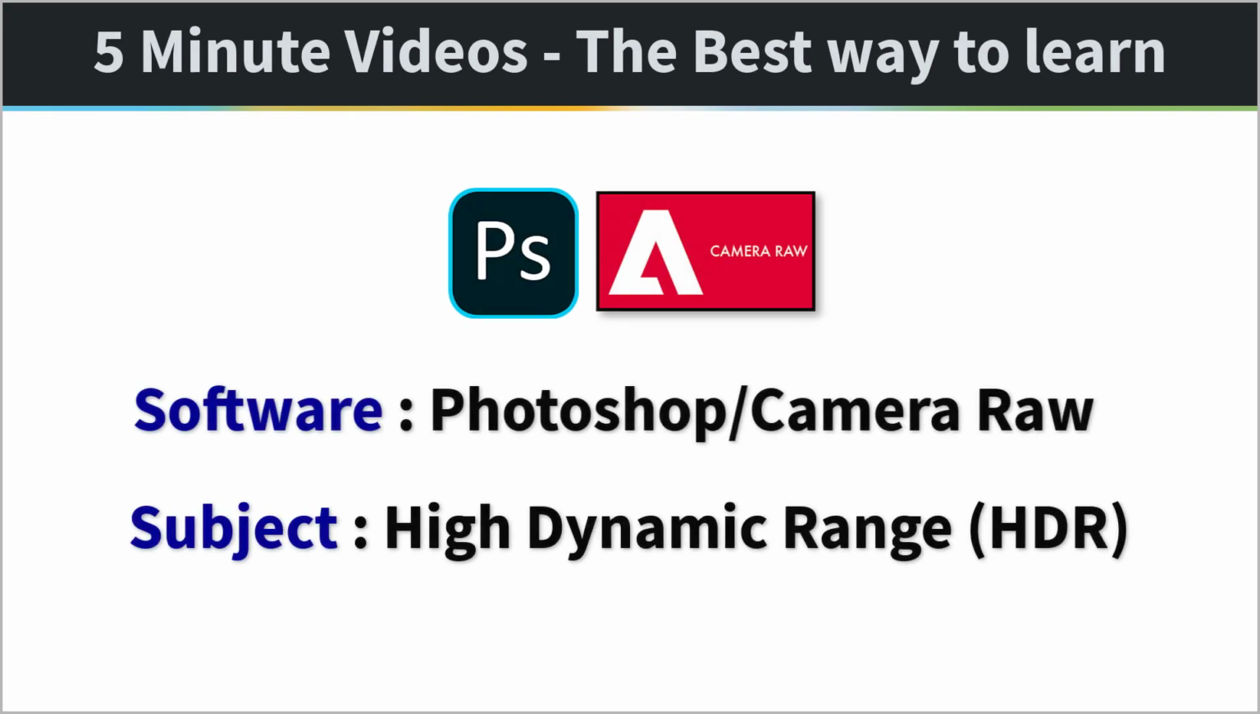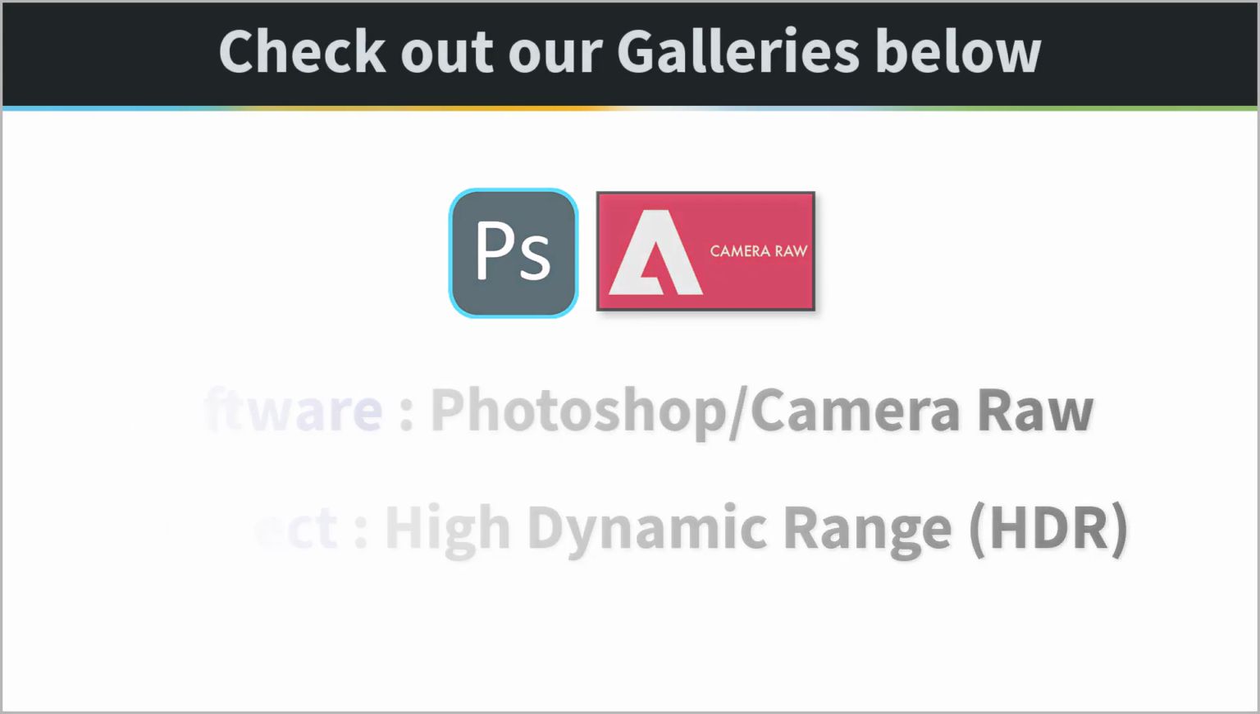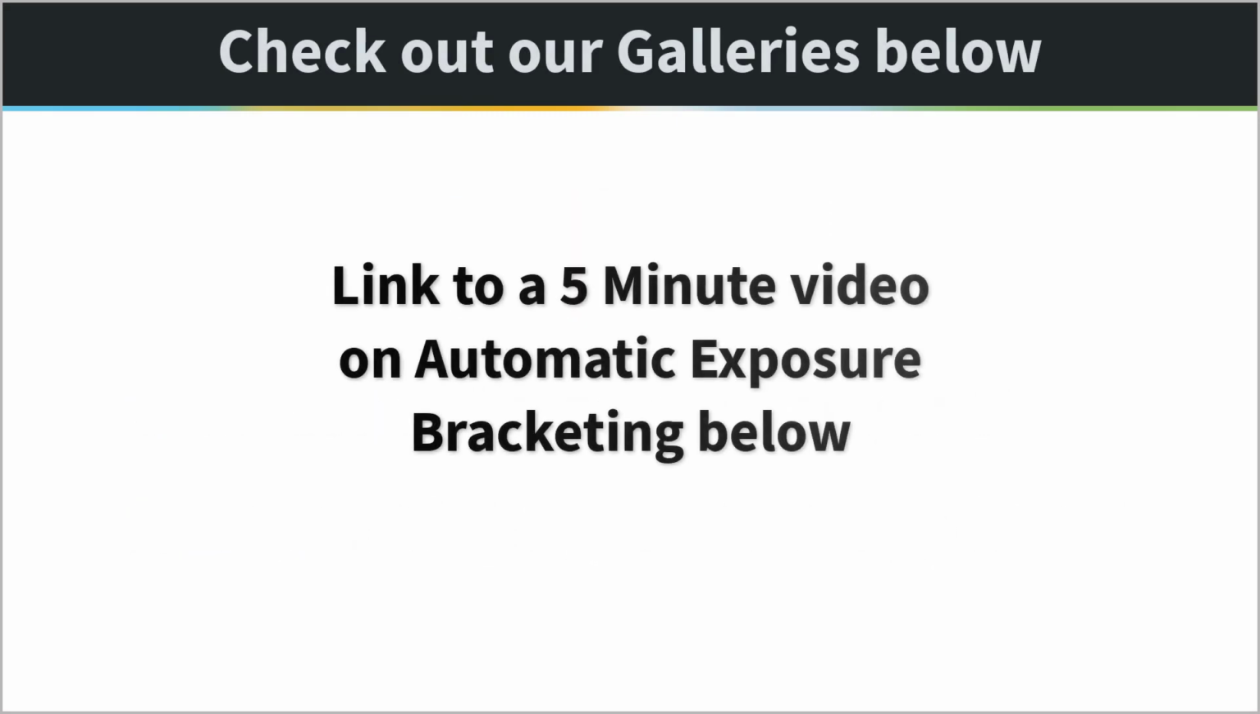The High Dynamic Range technique, HDR for short, involves taking a series of images with different exposures so we can capture the best of both highlights and shadows. Now this goes hand in hand with automatic exposure bracketing.